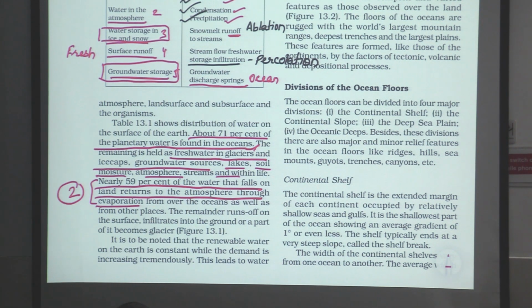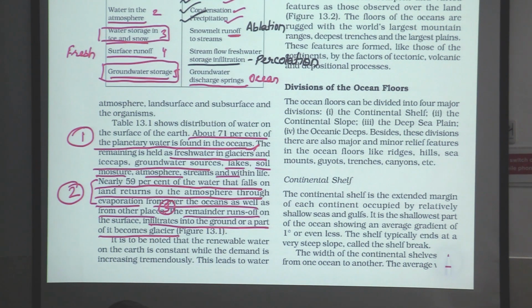Statement number 1, from the ocean as well as from the other places. The remainder runs off on the surface. Statement number 3: infiltrate into ground and become part and parcel of the glacier. So, notice statement number 3 is giving me the reminder of delayed or elongated hydrological cycle.